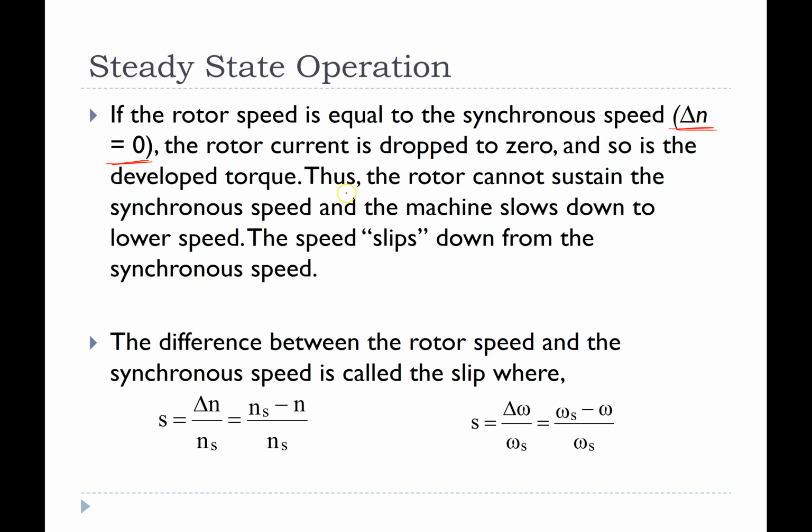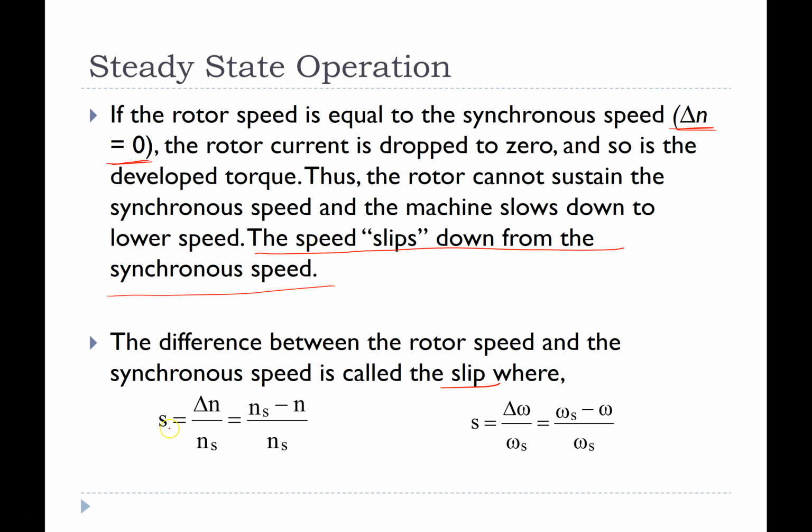This means that the rotor will not be able to move the load that it is moving, and the machine will begin to slow down to a lower speed. And we say that the machine would have slipped down from the synchronous speed, because remember, you just need a little deviation to get an EMF induced. So it just slips down from the synchronous speed, and this is what we call the slip.